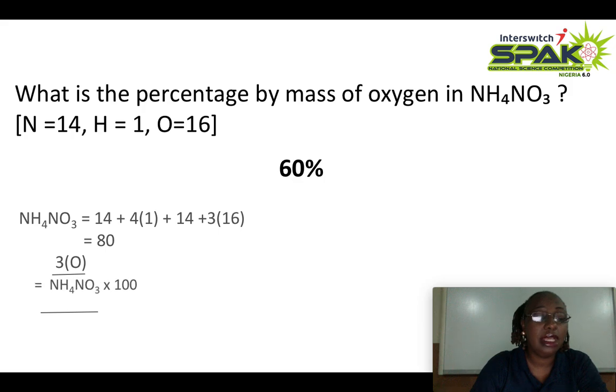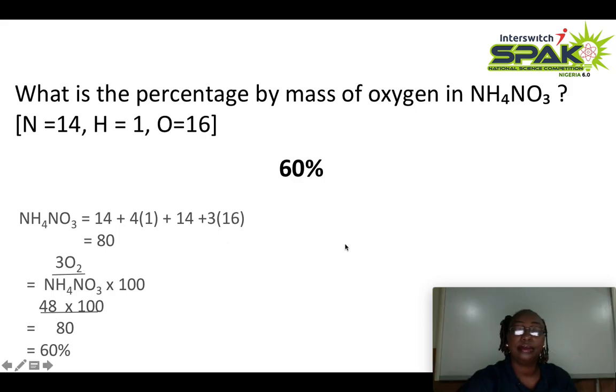Then the formula is 3 oxygen over the total times 100. And your oxygen is 48. That's 3 times 16 times 100 over 80. And your final answer is 60. That's beautiful. Moving on to the next question.